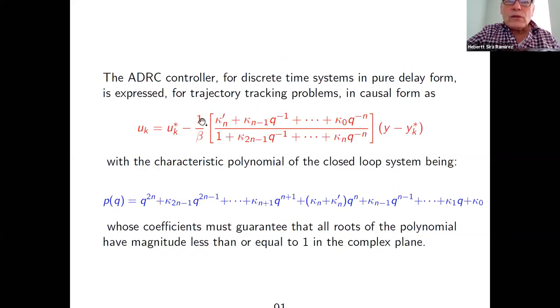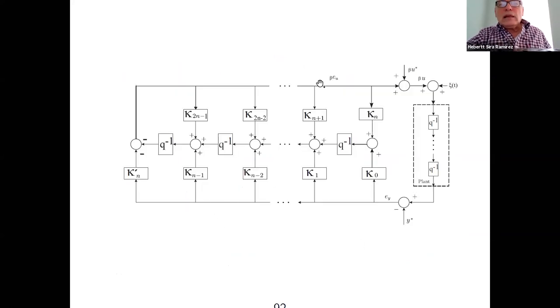So this would be the form of the controller in causal terms, by multiplying numerator and denominator by a negative power of q. And this would be the characteristic polynomial in closed loop. You have a 2nth order system, nth order because the plant is nth order, and another nth order because the extended observer in reduced form is also nth order, so you have a 2n order system. And the block diagram for that is very nice. You see that you're not touching the internal states of your plant.